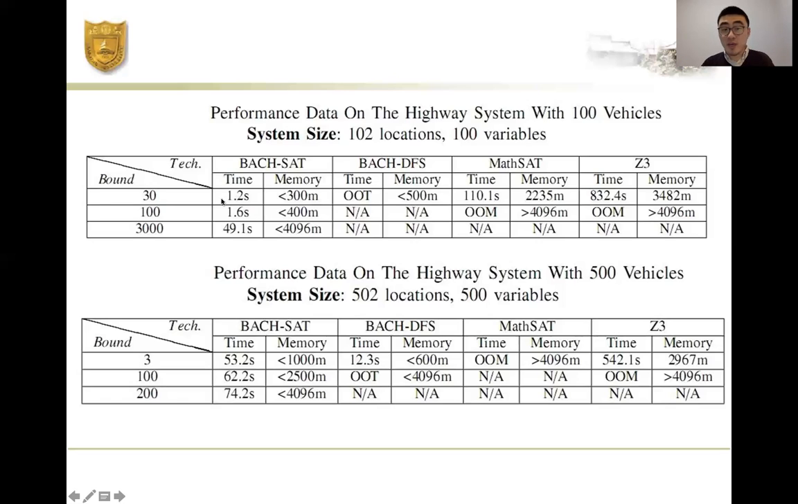But for BoxSat, we can still solve it in 1 second, not 2 seconds. And then we continue this and enlarge it to 3,000. We can still solve it in 1 minute. And we keep enlarging the system by introducing more cars into it. It makes 500 locations and variables. And BoxSat, even for a system with 500 locations, at step like 200, can solve it in like 74 seconds.